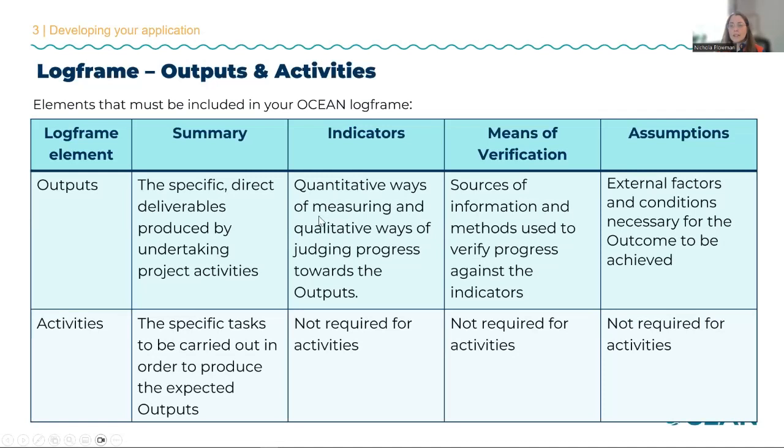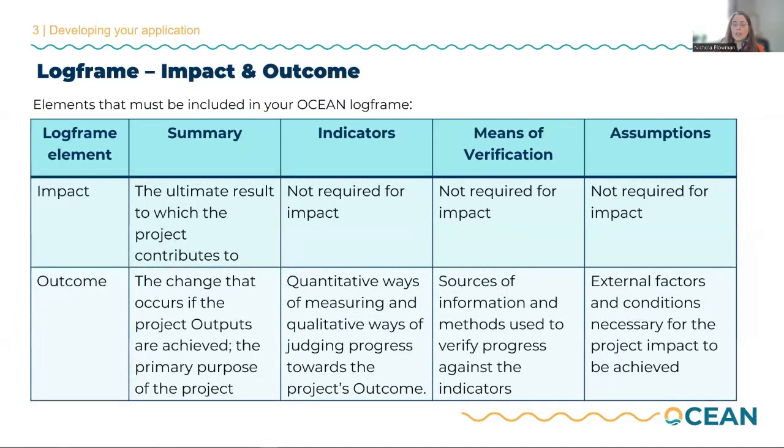Your activities are those specific tasks that you carry out to be able to produce those outputs. Because these are just activities, we don't need you to provide indicators or sources of evidence for these. This is not going to be required. So from output level, you move up to outcome level. The outcome is the change that occurs if the outputs are achieved. And these are going to need indicators as well. And you also have to provide means of verification and assumptions.